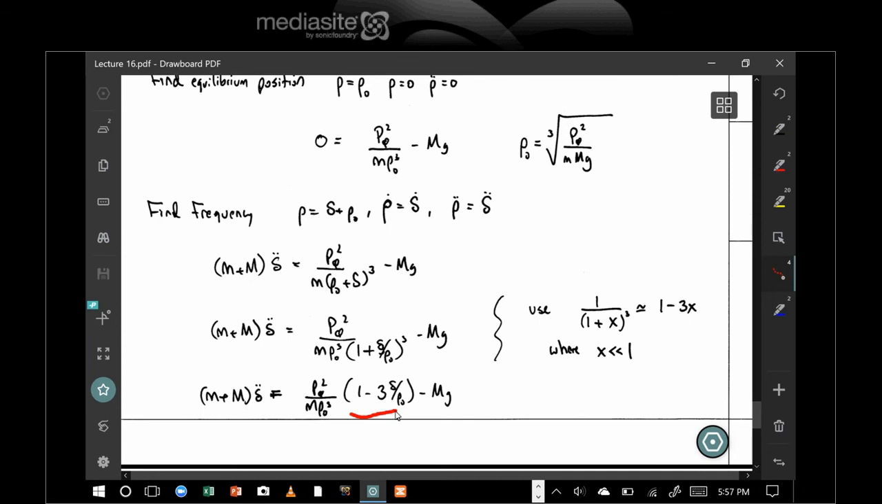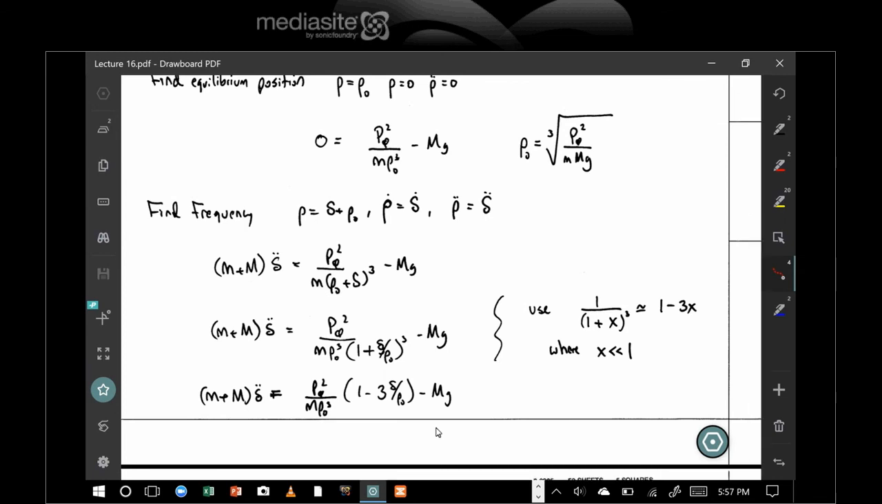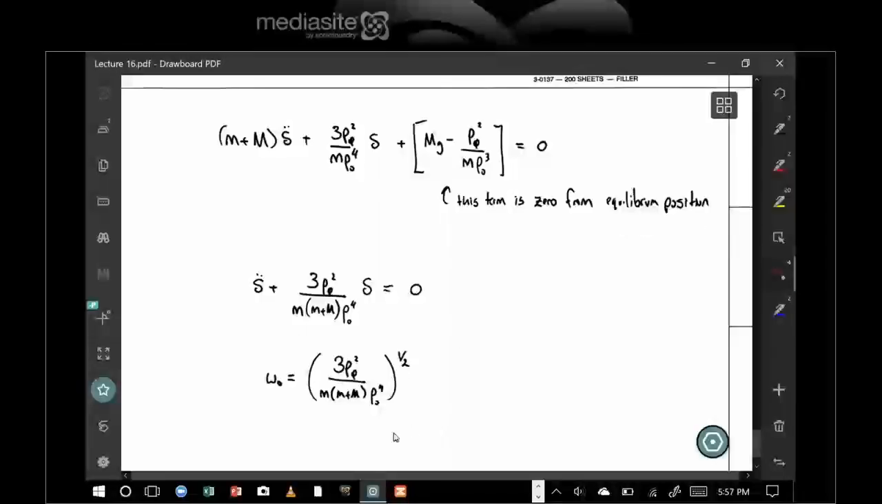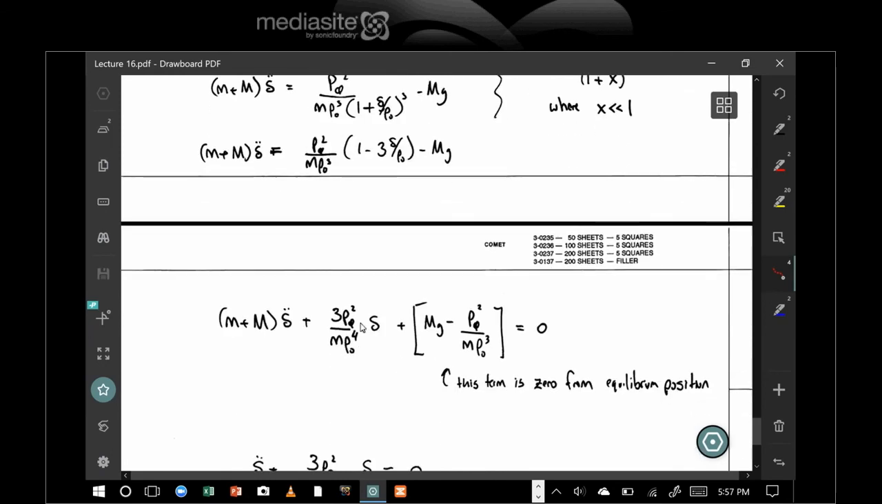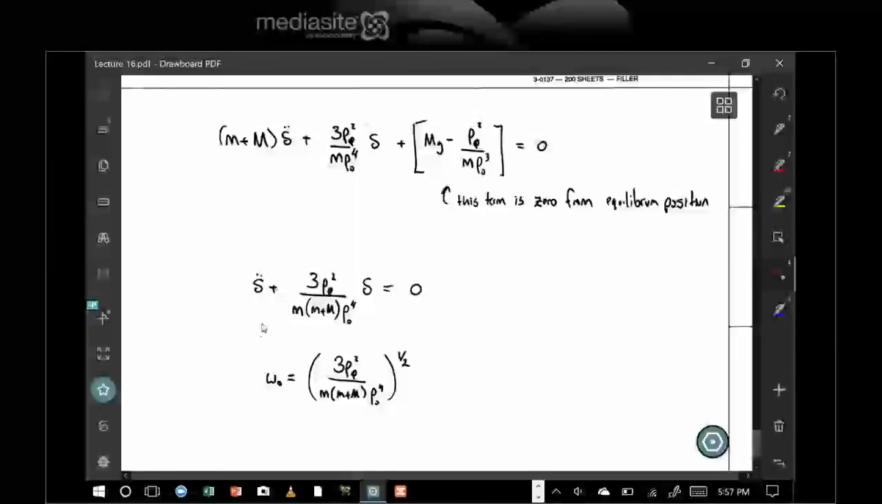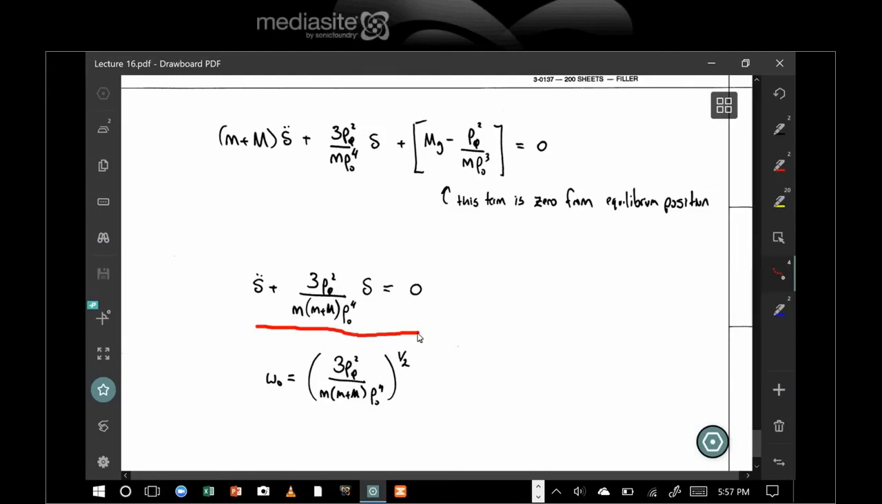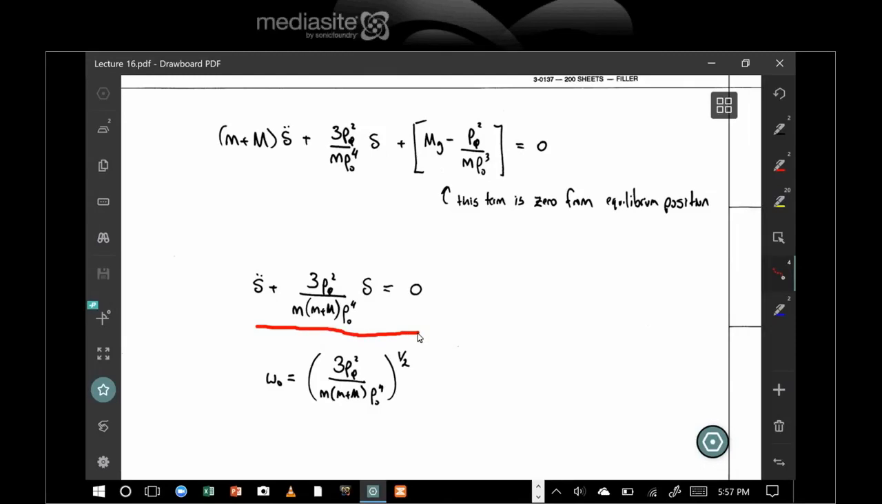That gives me 1 minus 3 delta divided by rho naught. Then I just start multiplying through things. In the end, notice that here I have this times delta, this times 1. I collect terms that look like a constant times delta, and the stuff in here is from the equilibrium position. And so now I have an equation of motion that looks like this: delta double dot plus a constant times delta equals 0.